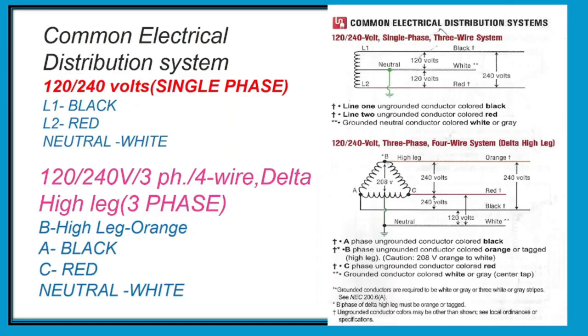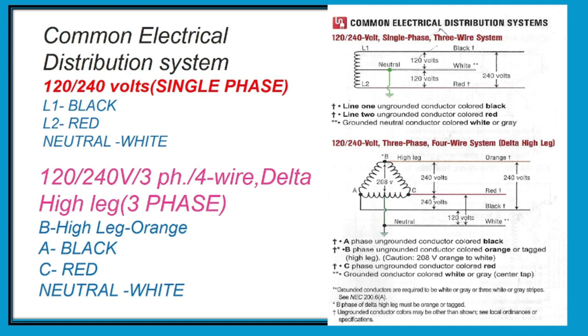Our topic for today is electrical interview. This topic is very useful for us. Common industrial distribution system. We have 120/240 volt single phase: line 1 black, line 2 red, and neutral white. Please see the reference fixtures at the side.